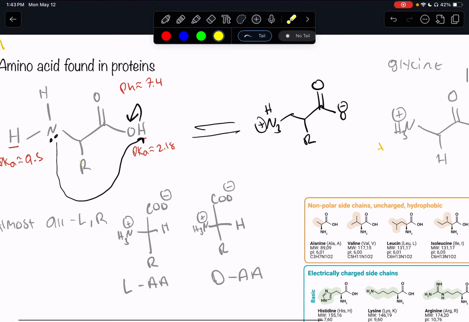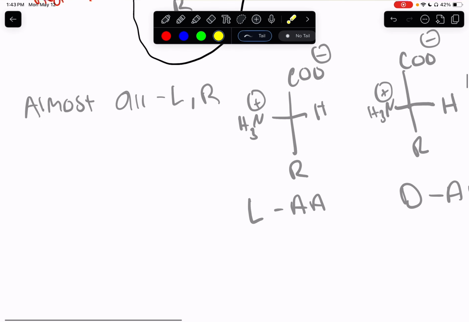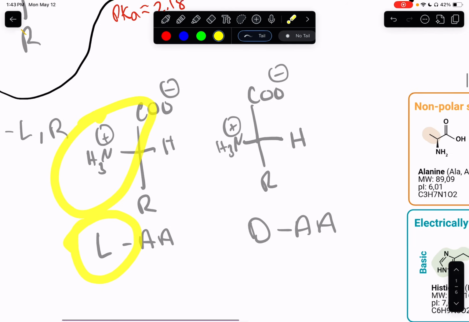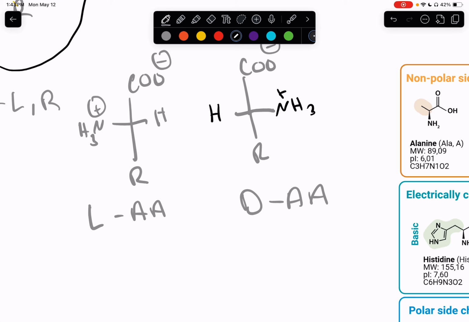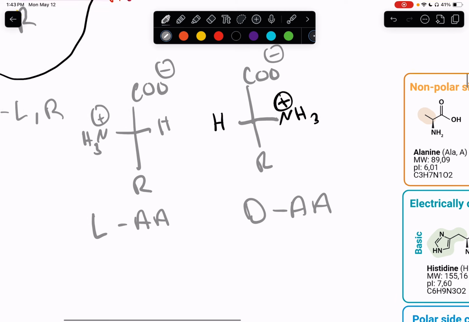So we need to go over this. Almost all amino acids are L. L meaning the amino group is on the left. Sorry, I drew this wrong. This should be on the right. So you guys see, now you know. Right is D, left is L.